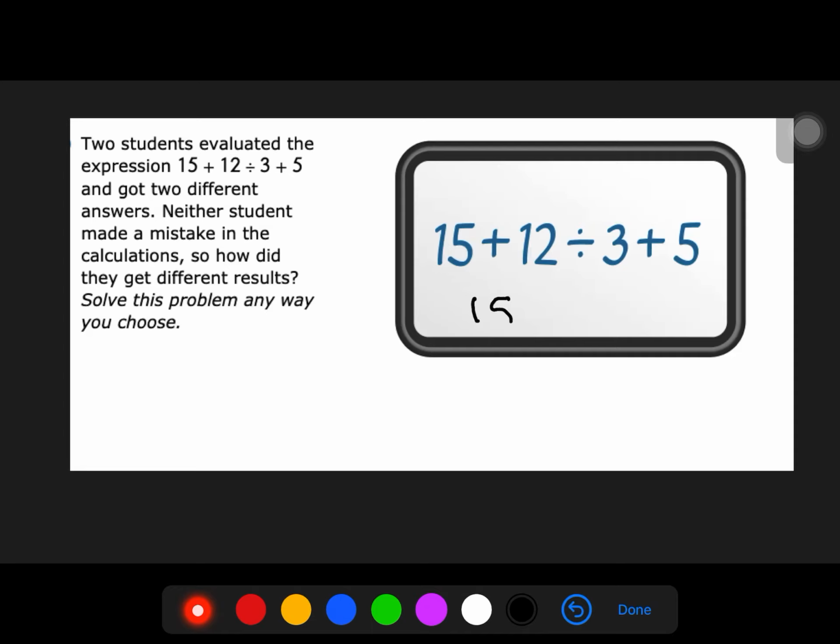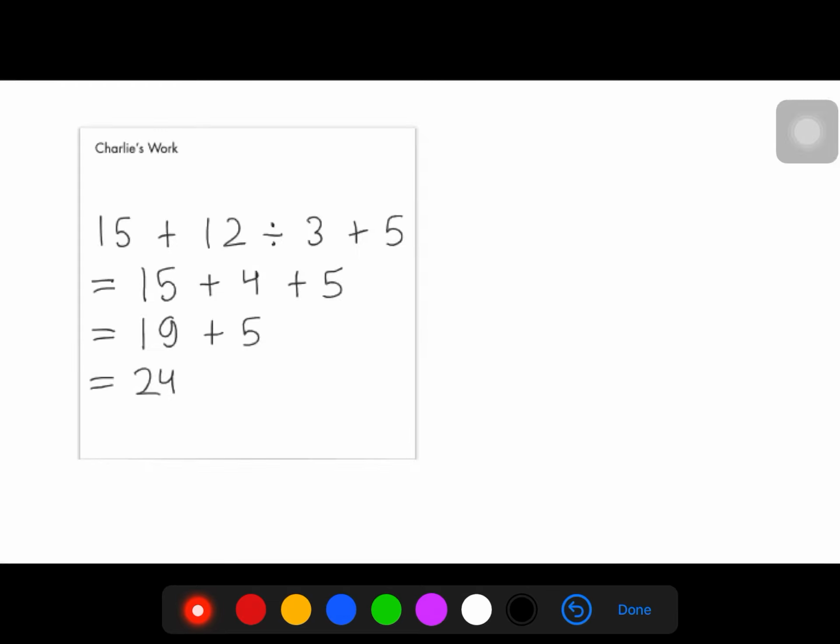Order of operations tells me I would divide first, so it's 15 plus 4 plus 5. Then it'd be 15 plus 4 plus 5. And then it would be 19 plus 5, and that's where I get 24. Let's see what the two students did.